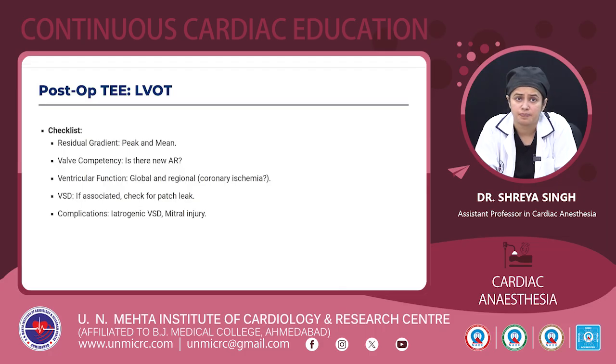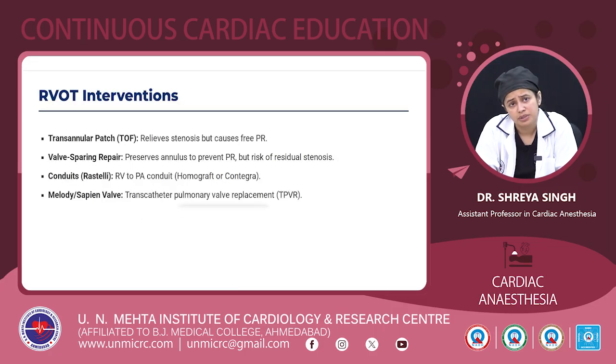The common interventions in RVOT anomalies are a transannular patch, which is used in tetralogy of Fallot. It relieves stenosis but causes free PR. Then we have the valve sparing repair. It preserves the annulus to prevent PR, but there's risk of residual stenosis. We can use conduits like Rastelli. This is an RV to PA conduit. You can use homograft or Contegra, or Melody or Sapien valve for transcatheter pulmonary valve replacement.